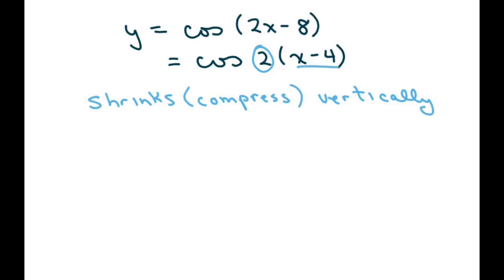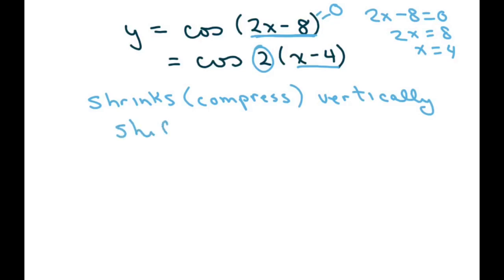And then this part here, you can either use this or that, but if you use this one and set this to 0, then you would solve that and you would get 2x minus 8 equals 0, 2x equals 8, so x equals 4. So that's a shift right, shifts right by 4 units.